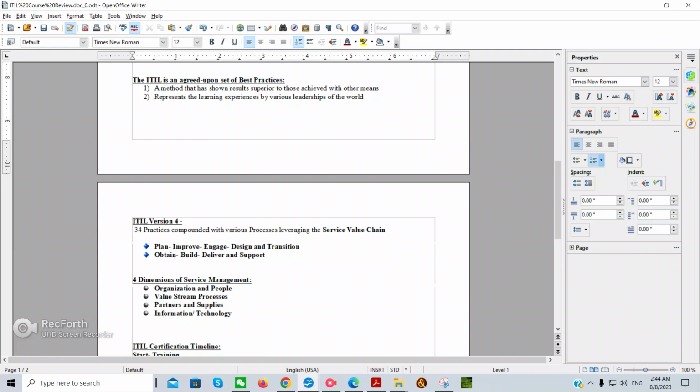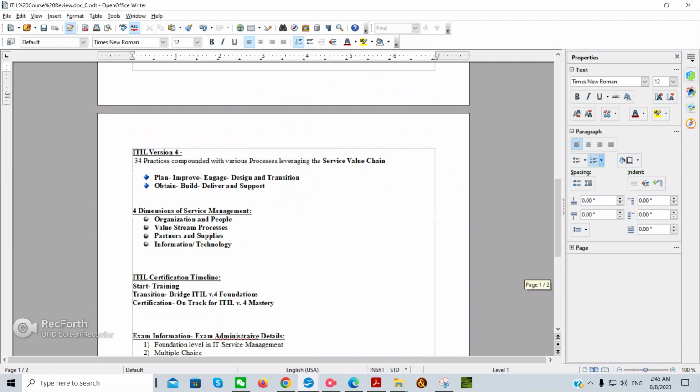Now for ITIL version 4, we have 34 practices compounded with various processes leveraging the service value chain. Number 1 is to plan, improve, engage, design, and transition. The second part is to obtain, build, deliver, and support. We also have four dimensions of service management. Number one is organizations and people. Number two is value streams and processes. Number three is partners and suppliers. Number four is information and technology.